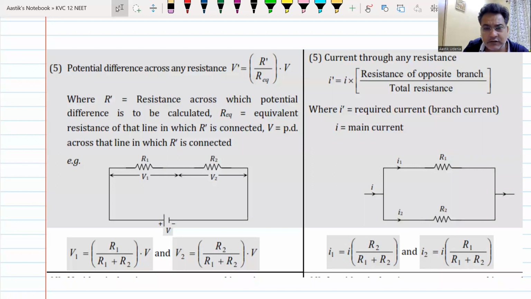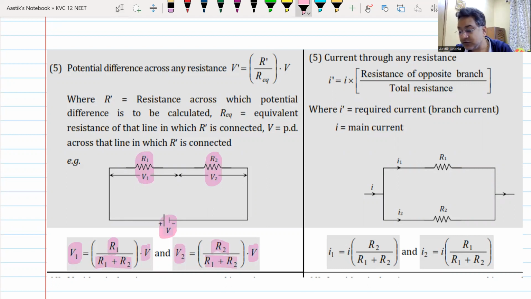Then we move on to the next point. If we have two resistances in series, and the voltages across them are V1 and V2, and the total voltage is V, we can write V1 as R1 upon R1 plus R2 into V, in direct ratio, and V2 as R2 upon R1 plus R2 into V. Do we remember this? Yes or no?